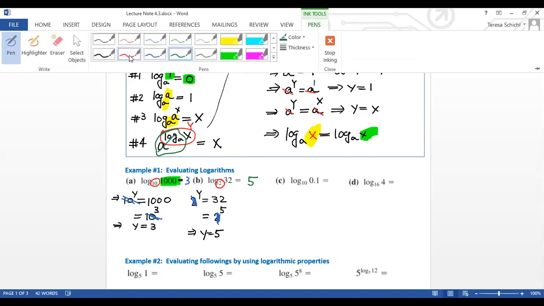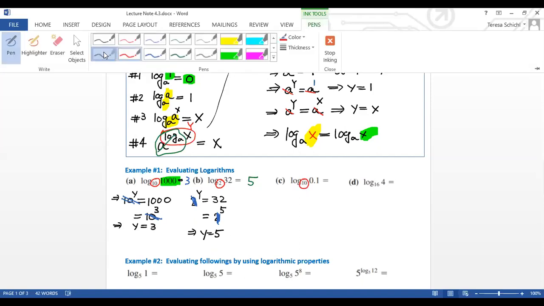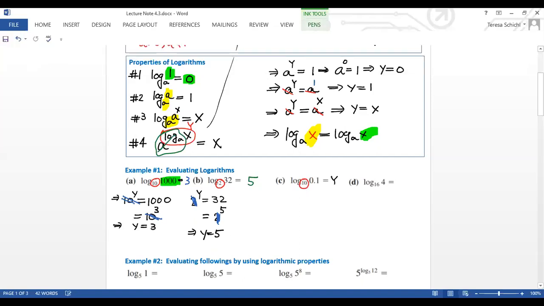For this one, first circle your base. This is the base, it's a 10. And I am looking for the y. So let's do exactly the same thing. We use exponentials, right? So this is 10 to the y is equal to 0.1. Okay, so I know I need to get the same bases. So what is the 0.1 here? The 0.1 is 1 over 10, right?